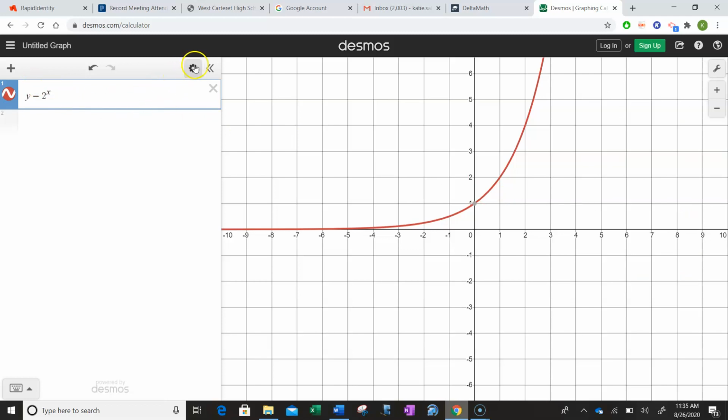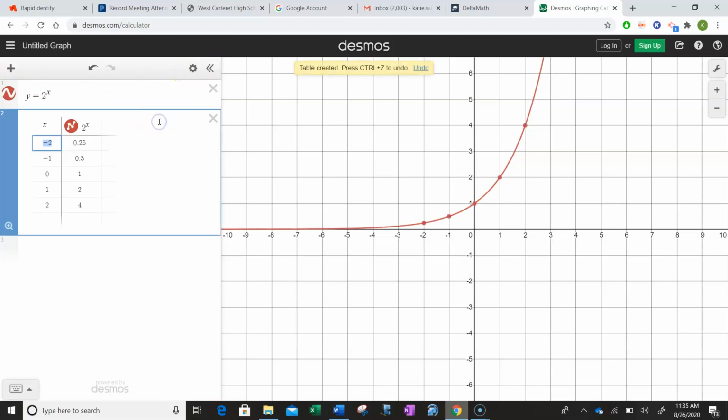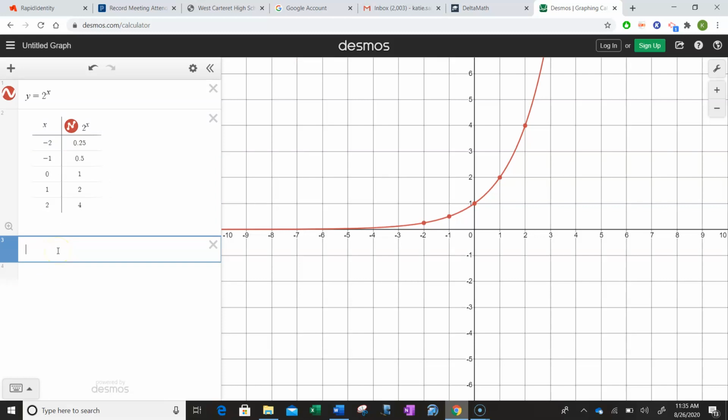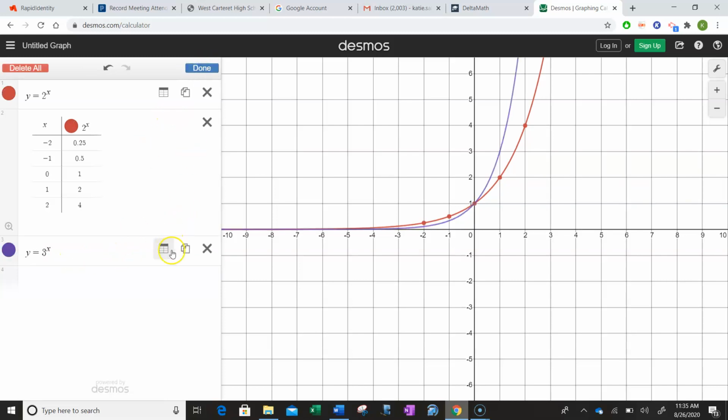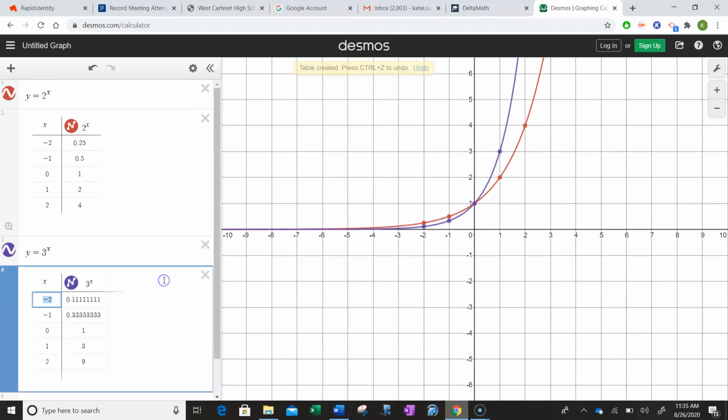Something you can do in Desmos if you haven't learned this before is once you type something in, you can hit that little bolt, duplicate it, and create a table, and it'll show you some of the points on that graph that we had already come up with. I also want to add on here y equals 3 raised to the x, since that was our second graph. I can do the same thing. I can come in here to this bolt, duplicate it and then create a table to see the points on there. And you can see that those are the points that we should have come up with on our paper.